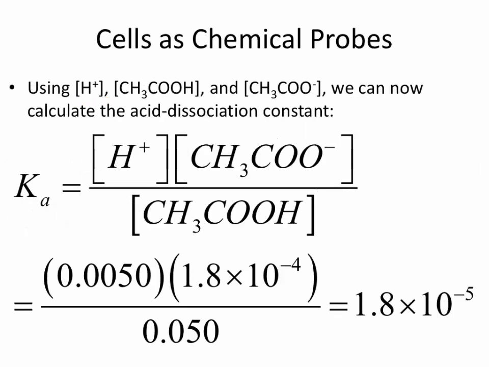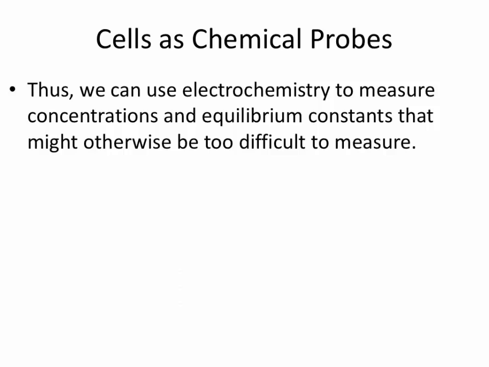Now, using the hydrogen ion concentration, the acetic acid concentration, and the acetate concentration, we can calculate the acid dissociation constant for our acetic acid. We can plug in 0.0050 for our acetate ion concentration, 1.8 times 10 to the minus 4 molar for our hydrogen ion concentration, and 0.050 molar for our acetic acid concentration, and that gives us a Ka value of 1.8 times 10 to the minus 5 molar. And thus, we can use electrochemistry to measure concentrations and equilibrium constants that might otherwise be too difficult for us to measure.